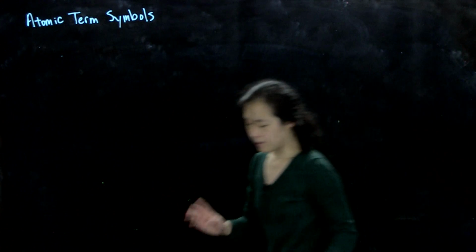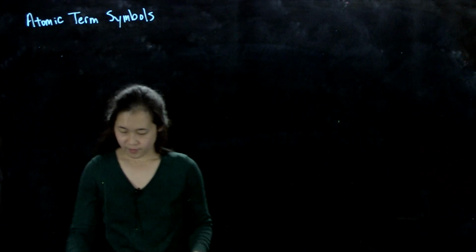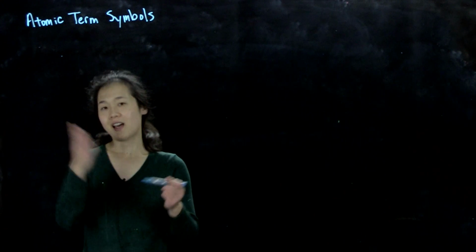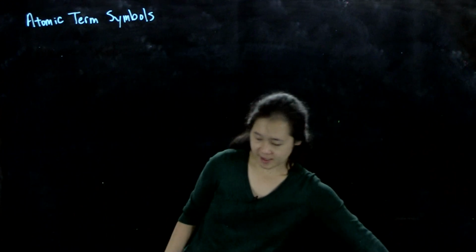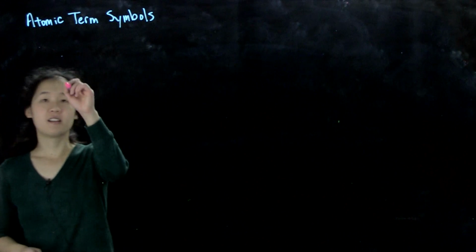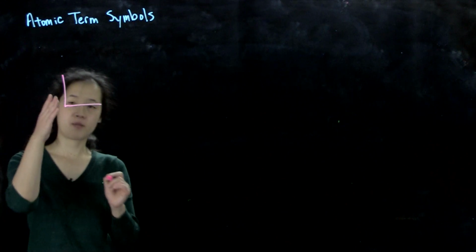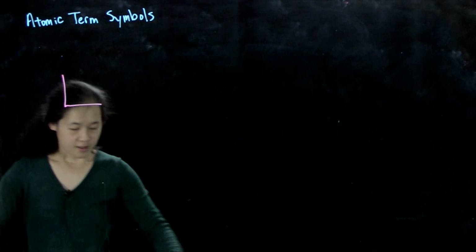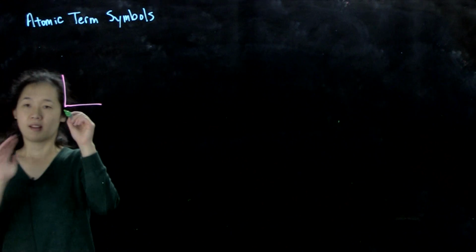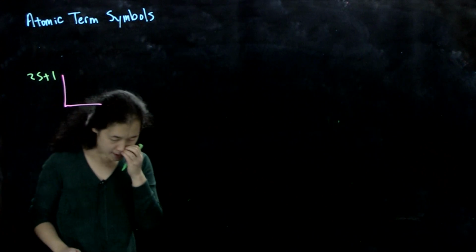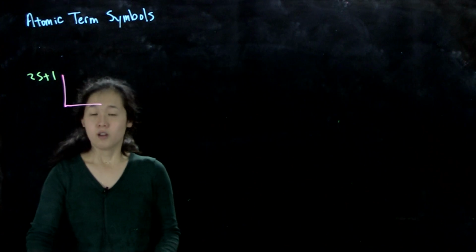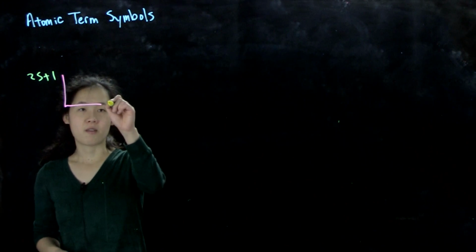OK, so the atomic term symbol is given as a symbol, obviously. So the symbol itself is usually expressed with your big L, and then as a superscript to the left, you have 2S plus 1. And then as a subscript, which may or may not always be there, you might have a J.